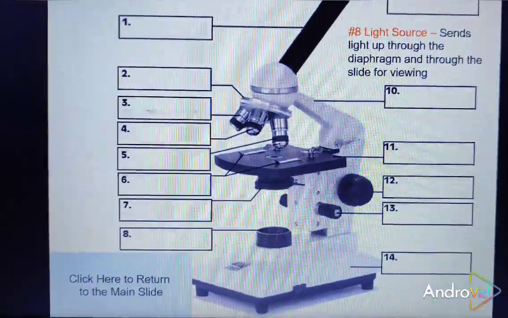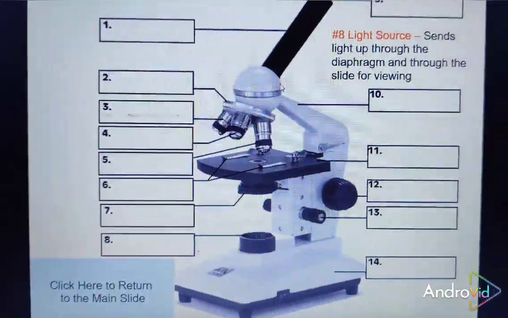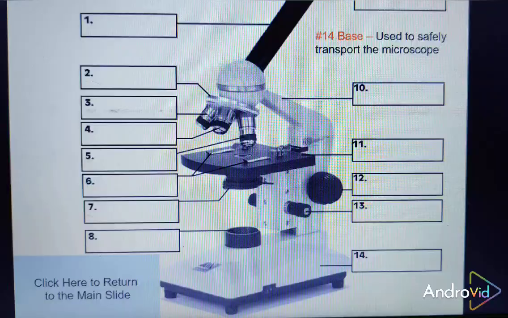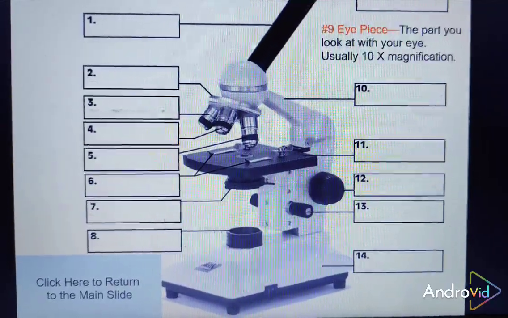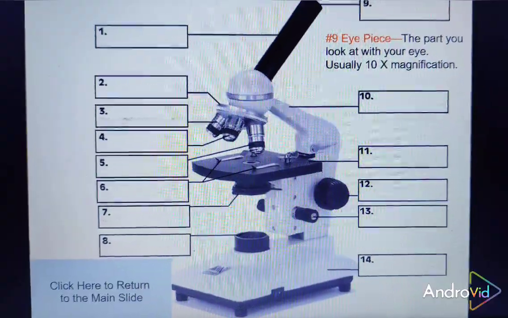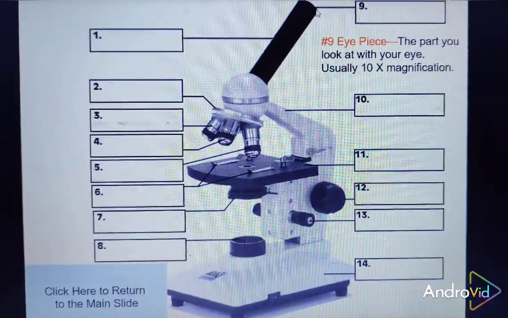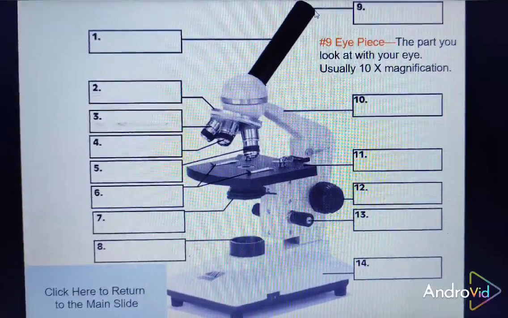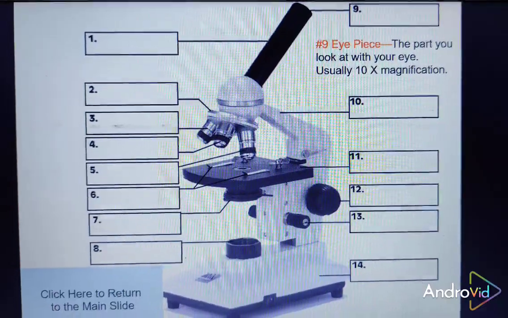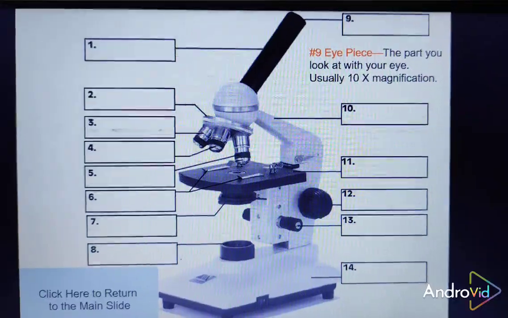Now in this particular slide, the ninth one is the eyepiece. This is the eyepiece, the part of the microscope where you place your eye, and on this eyepiece you can visualize the image which is coming from the specimen.